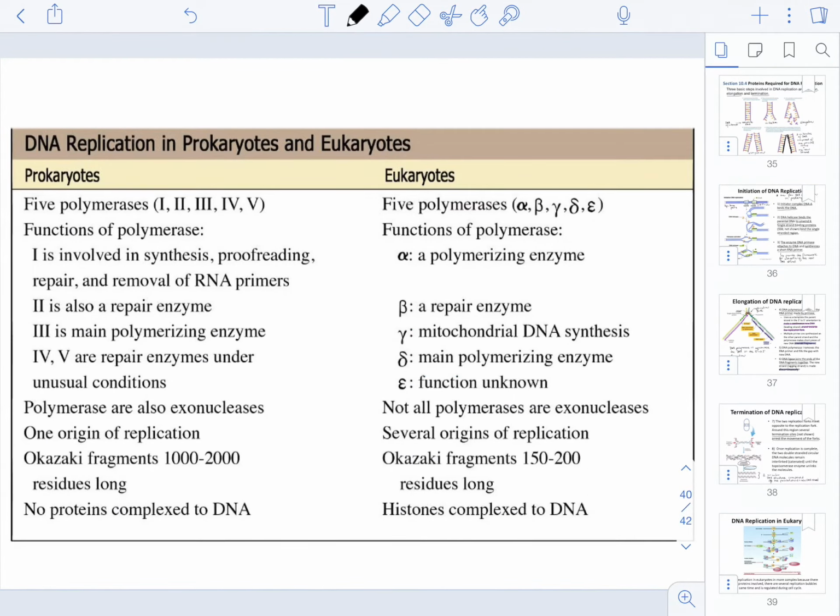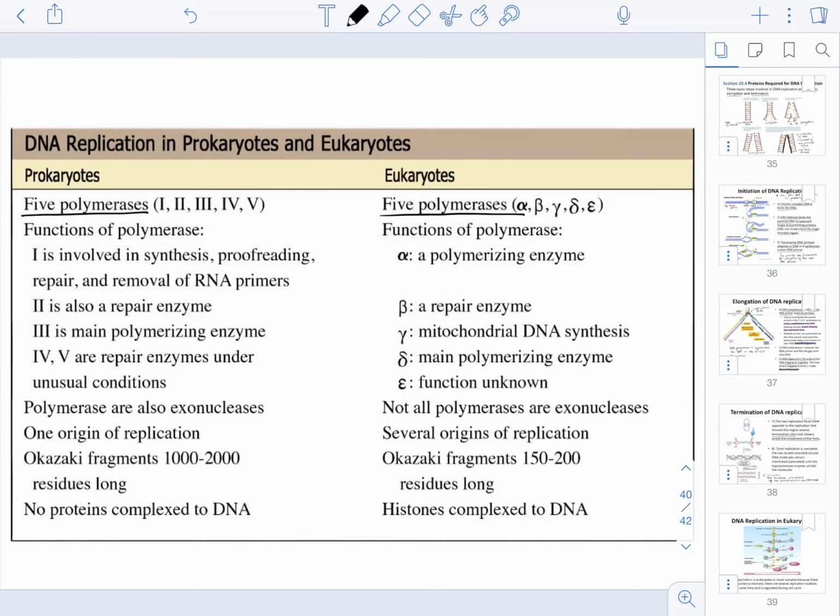Understand that DNA replication in prokaryotes and eukaryotes, to date, is known to be a little bit more detailed than what I presented to you guys. In total, both replication processes are composed of 5 polymerases. And as you can see, we have outlined the functions of those polymerases.